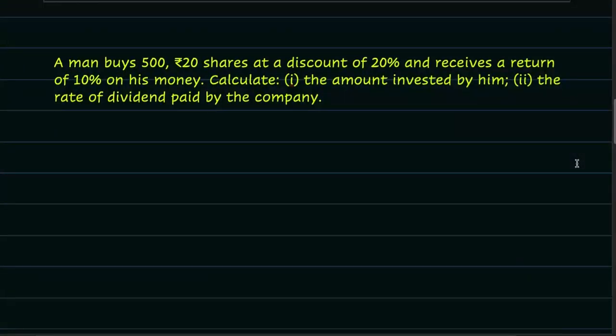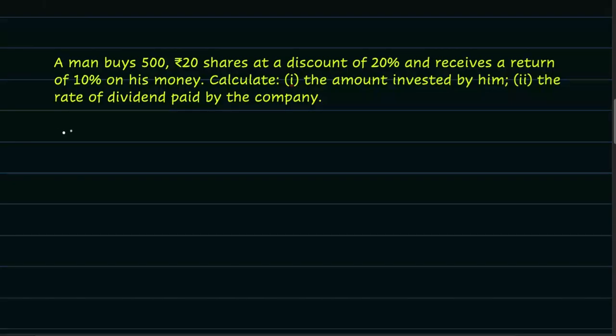Let's begin. A man buys 20 rupees shares at a discount of 20% and receives a return of 10% on his money. Calculate the amount invested by him, the rate of dividend paid by the company. Very straightforward problem. So the face value is rupees 20, discount is 20% on rupees 20. So how much will be the market value of this?